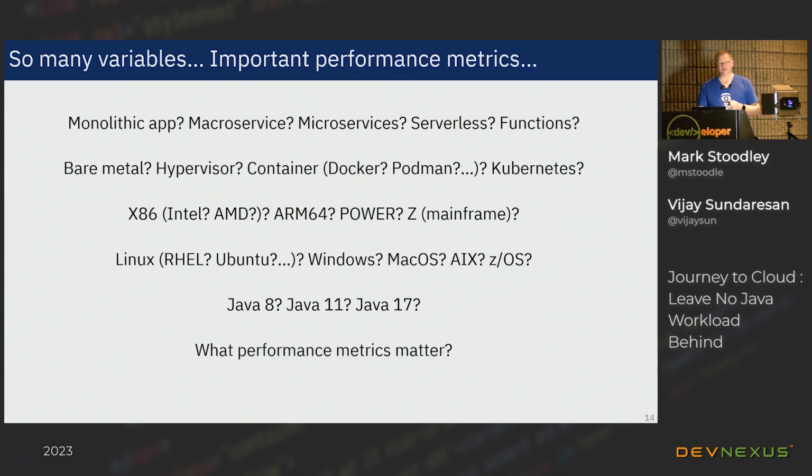And finally, there's the question of what performance metrics matter. How do you make Java workloads run better? What does better mean? Does better mean faster? Does better mean less memory? Does it mean starting faster? There are lots of different questions here. And I want to focus on this one a little bit because it's going to be very important for the rest of the talk.